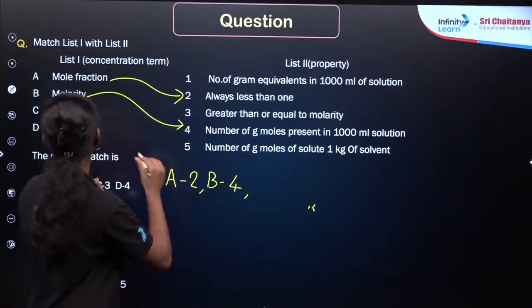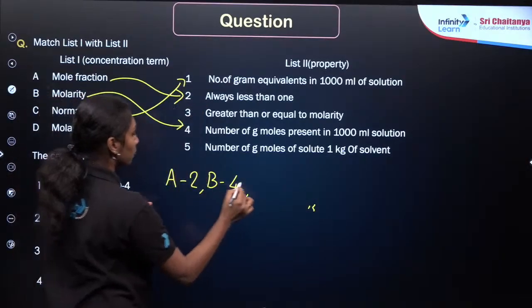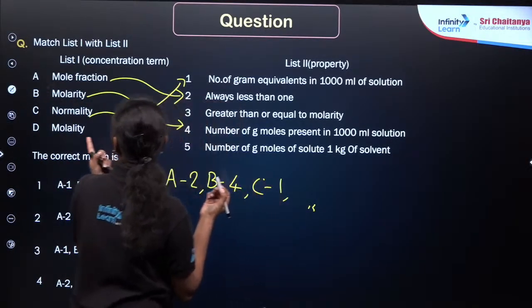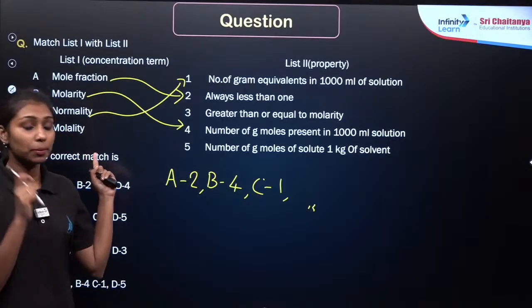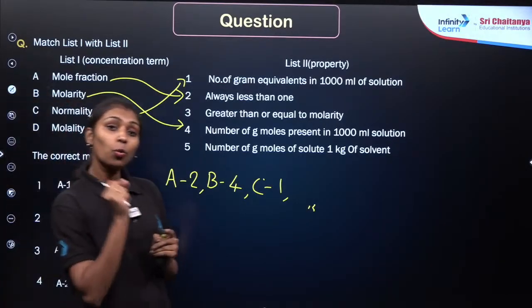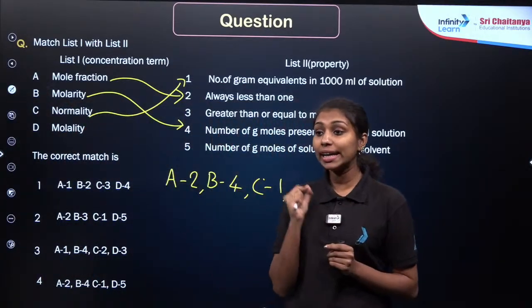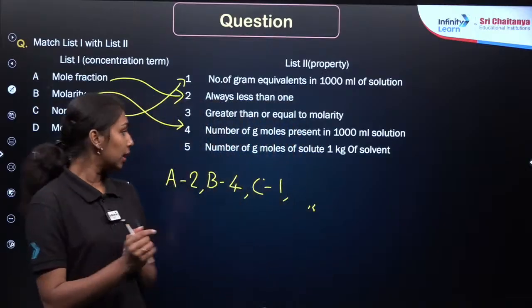So here C for 1. Then the last one, D, molality, right? The number of moles of solute present in 1 kilogram of the solvent.